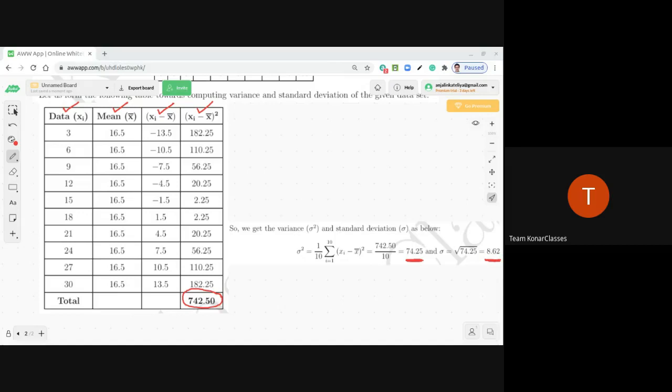So now let us find how we can compute the value of sigma square, that is variance, and standard deviation, that is sigma, for grouped data. And dear students, the grouped data are further classified into two categories. One is the discrete frequency distribution, and another is the continuous frequency distribution. So that we are going to learn now.